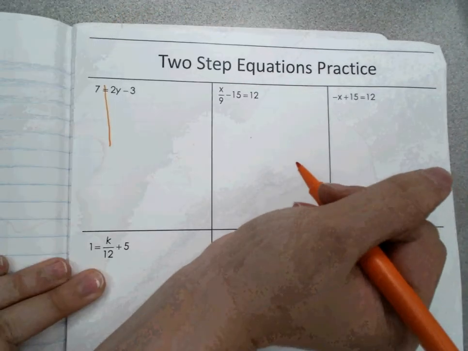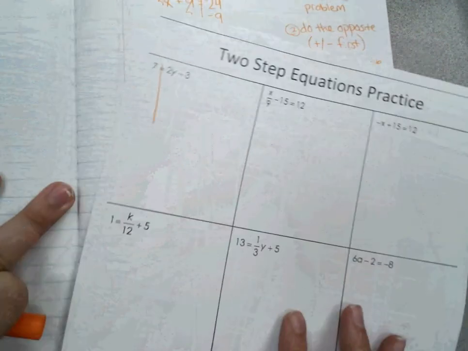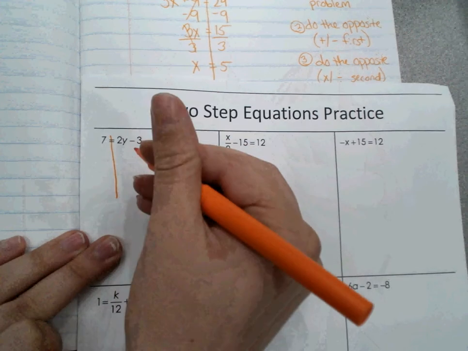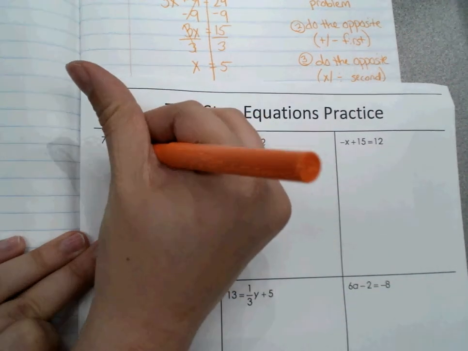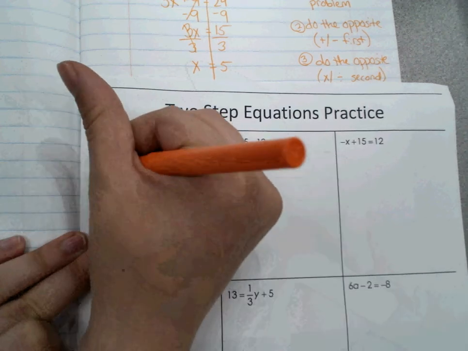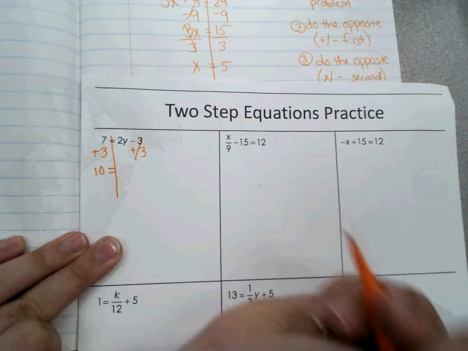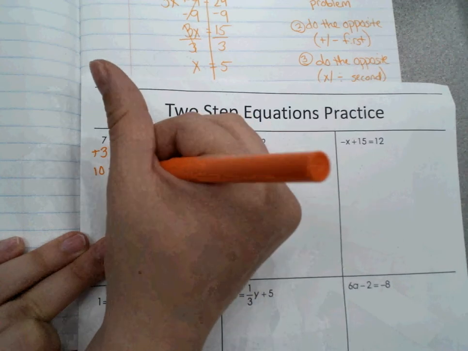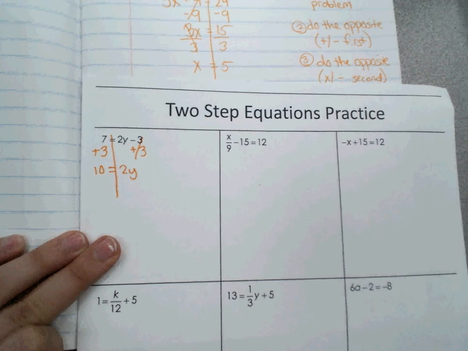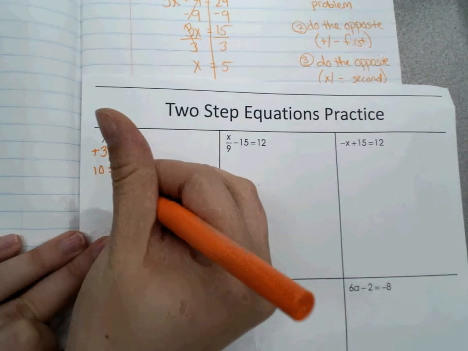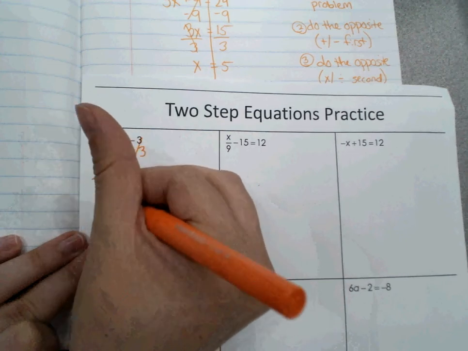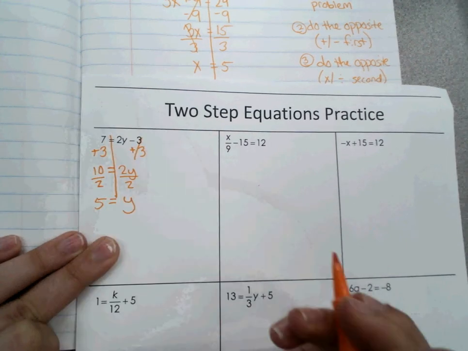The problem's already written for us, so we're good with step 1. Then we have to do the opposite, addition or subtraction first. So we have this minus 3 with the y, so we want to do plus 3 on both sides. 7 plus 3 is 10. Keep the equal sign. Those will cancel, so we're just left with 2y. Now, this is 2 times y, so to get rid of it, we divide both sides by 2. 10 divided by 2 is 5, so we get 5 equals just y.